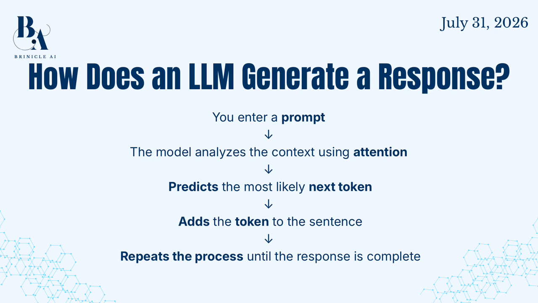For example, the prompt is "Artificial intelligence is..." The model might generate "Artificial intelligence. Artificial intelligence is a. Artificial intelligence is a branch. Artificial intelligence is a branch of. Artificial intelligence is a branch of computer. Artificial intelligence is a branch of computer science."